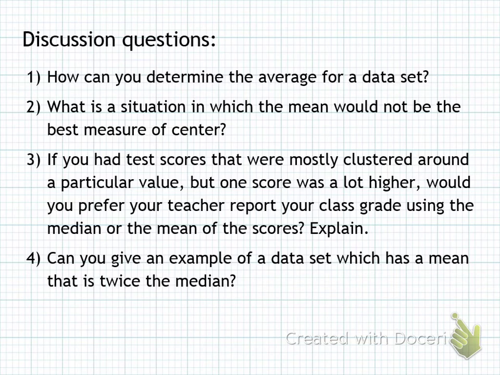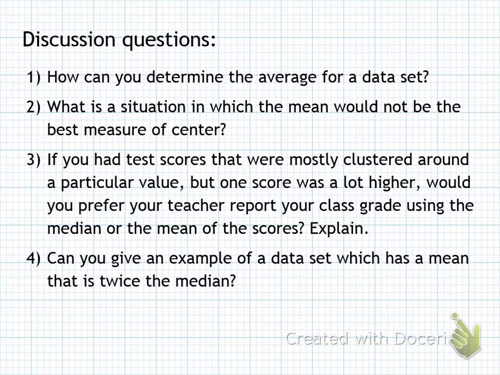Number 2 says, what is a situation in which the mean would not be the best measure of center? So this may be like in the example with the tips, where they were all kind of from like 75 to 100 something, and then there was one day where it was 360. So that number really pushed the mean to be a lot higher than sort of a natural center. Okay, so that would indicate that it may not be the best measure of center to use.